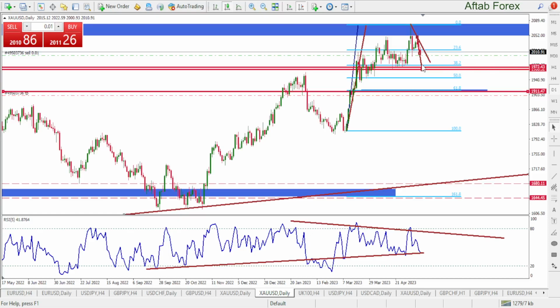But how about this 574 pips? Obviously, I may close this deal right here. We'll wait for the market to go back up to 2010 or 2025, and then I will take a fresh trade. So this way, I will even make more profits.